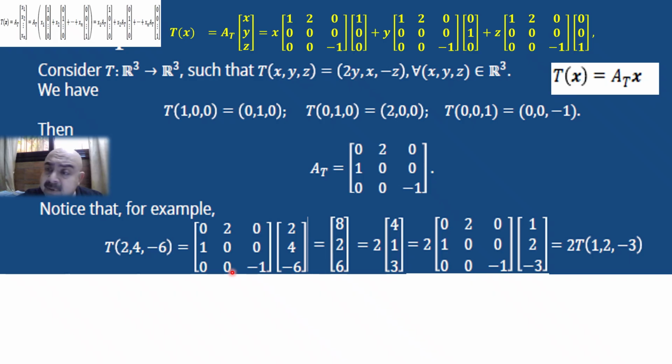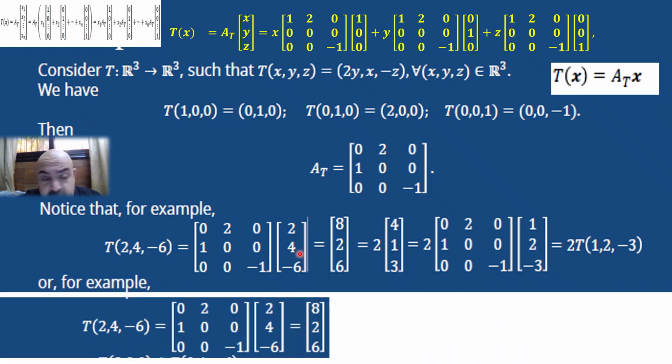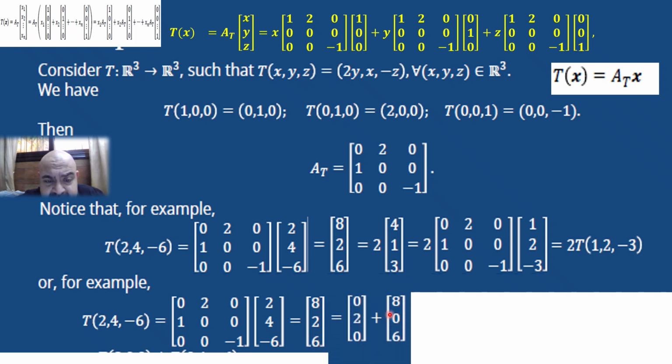The second requirement of a linear transform is that the transform of a sum of two vectors is going to equal the transform of the result of their addition. And this is also really very simple. Instead of having 2, 4, -6, which after transform is going to be 8, 2, 6, I can distribute these values into any two vectors that you can think of. So instead of having 8, 2, 6, I can get 0, 2, 0 and 8, 0, 6.